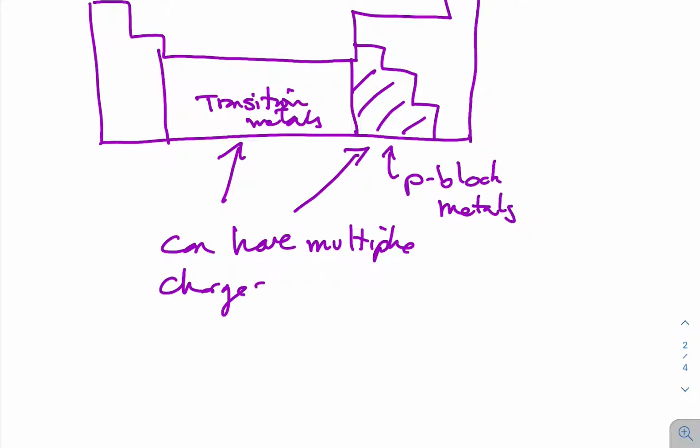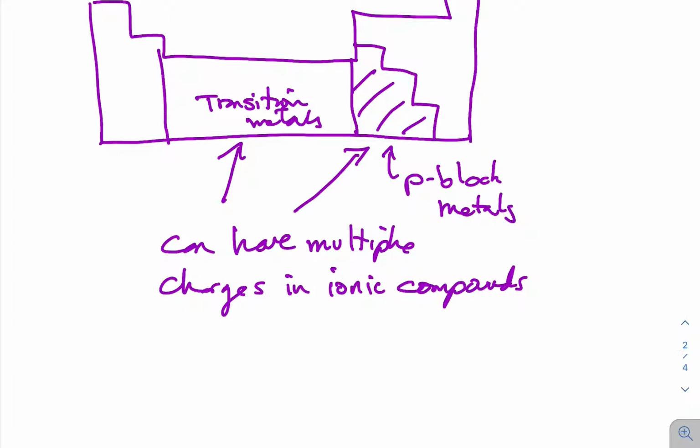There are multiple possible charges in ionic compounds for these elements. And this presents a problem because before we didn't have to worry about it because sodium is always +1. Calcium is always +2. Those don't change. The transition metals, depending on the compound, may be at a +2 charge, or maybe a +3, or maybe a +4, or maybe a +1.